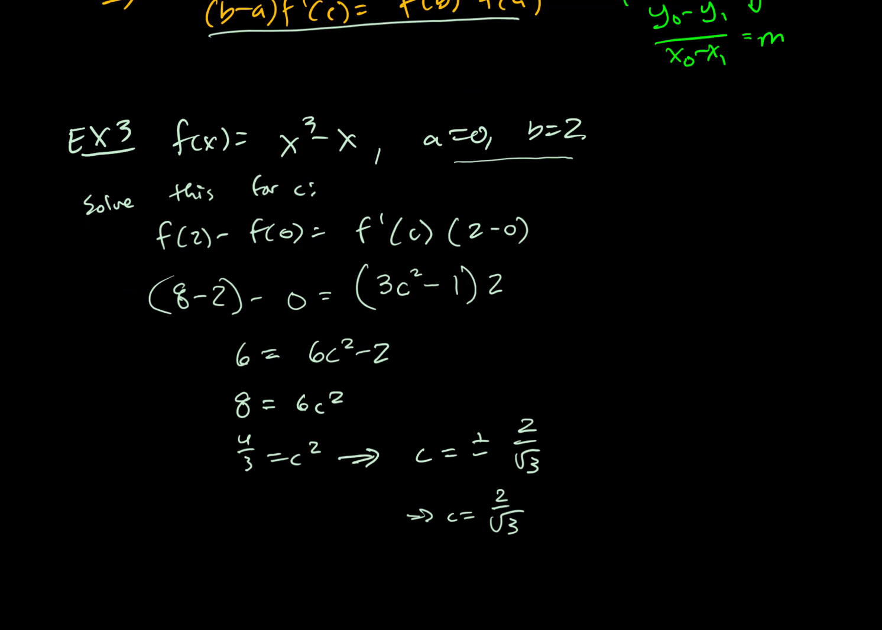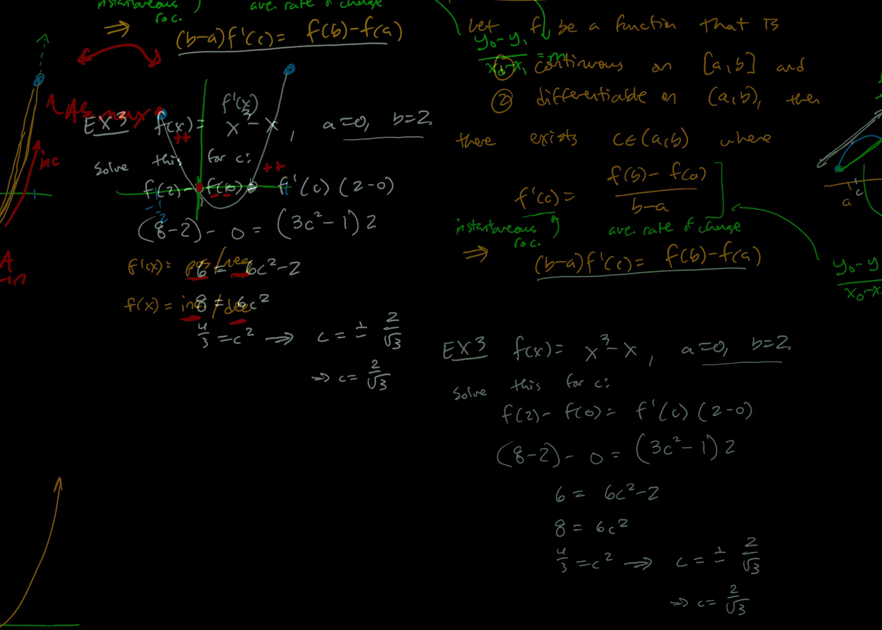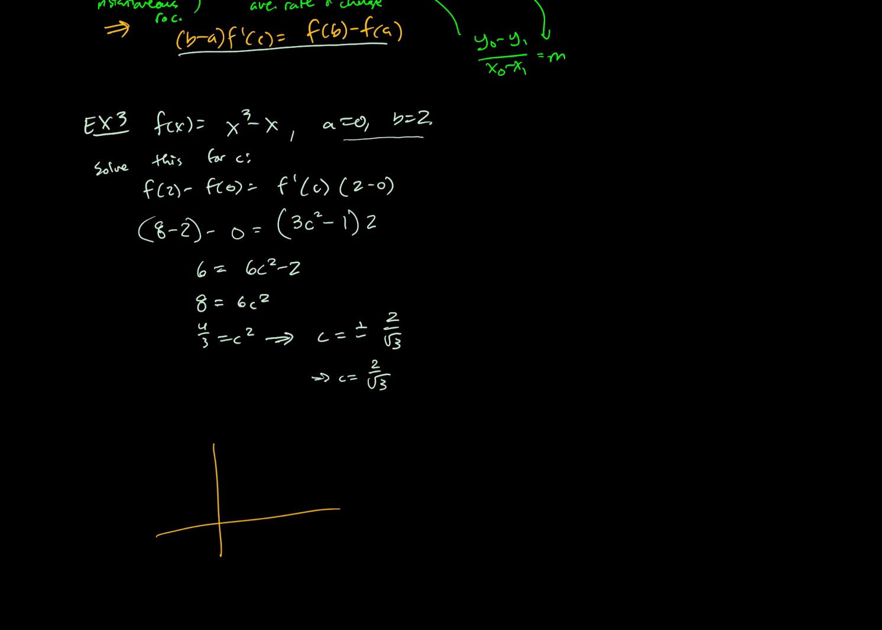If I was going to graph this function, it would look something like this. Here's 0, here's 2, something like that. If I take this average rate of change right there, mine's not really that well to scale, but the location 2/√3, the instantaneous rate of change is parallel to the average rate of change. Does that make sense at all? I hope so. What this can tell you is something like this.